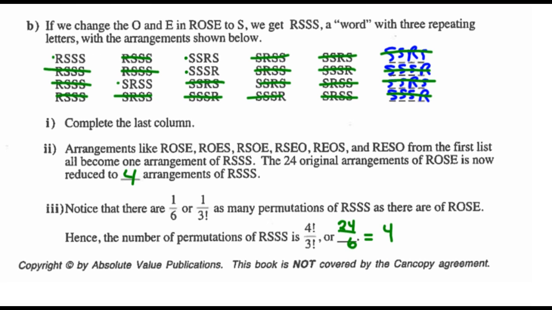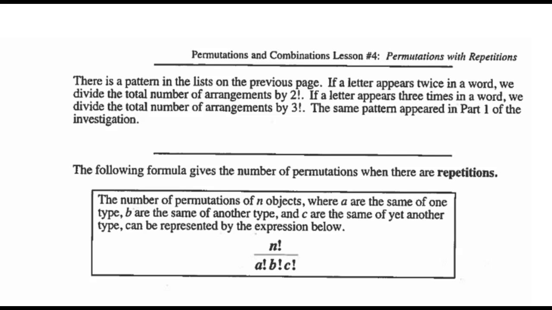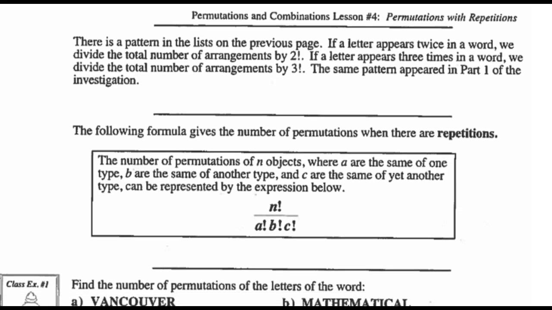Okay. Well, let's look at this in a general statement then. If a letter appears twice in a word, we're going to divide the total number of arrangements by 2 factorial. If a letter appears 3 times in a word, we're going to divide the total number of arrangements by 3 factorial. If the letter appears 4 times in a word, we're going to divide the total number of arrangements by 4 factorial, and so on and so on.